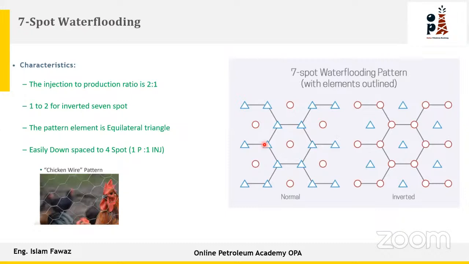You can also down space by shutting in one of the 2 injectors. It's easy to down space for a 4 spot, which means we have 1 producer and 1 injector here. 1, 1, 1, 2, 3, 4. Everyone contributes 25%, so we have 1 injector and 1 producer. So let's keep 7 spot in your mind by chicken wire. This is called the chicken wire pattern, so you remember it with 7 spot.